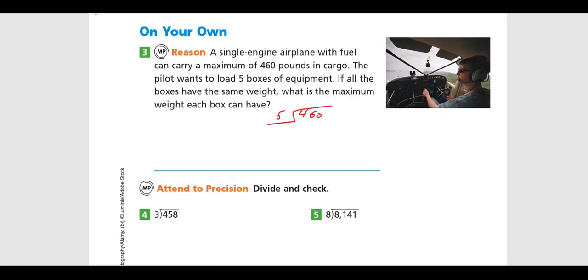So 4 divided by 5, how many 5s in 4? It's 0. So take 46. How many 5s in 46? As you know, 5 times 9 is 45. It's very close, so it will be 9. 9 times 5 is 45. Subtract, 6 minus 5 is 1. Copy down 0. Then how many 5s in 10? It's 2. So 2 times 5 is 10. Subtract, it will be 0. So each box can weigh 92 pounds.